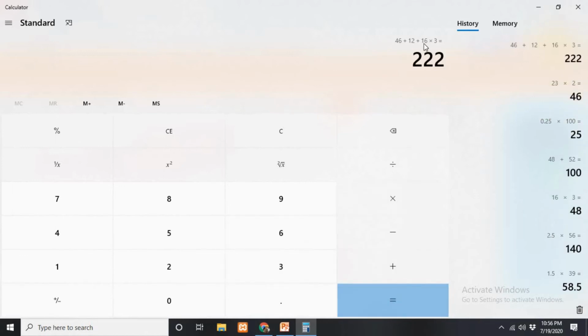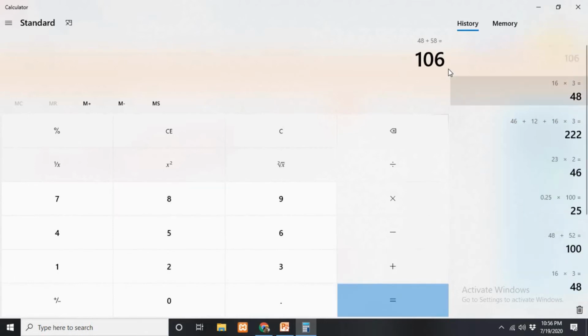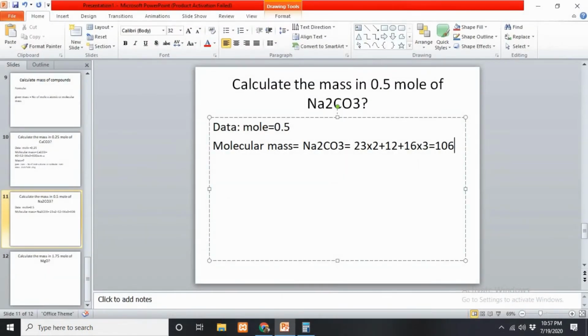Okay, it is giving me the wrong answer. Let me calculate it again. 46 plus 12 is 58. Just keep in mind 16 into 3 is 48. 48 plus 58 is equal to 106. It will be 106, so 106 AMU.